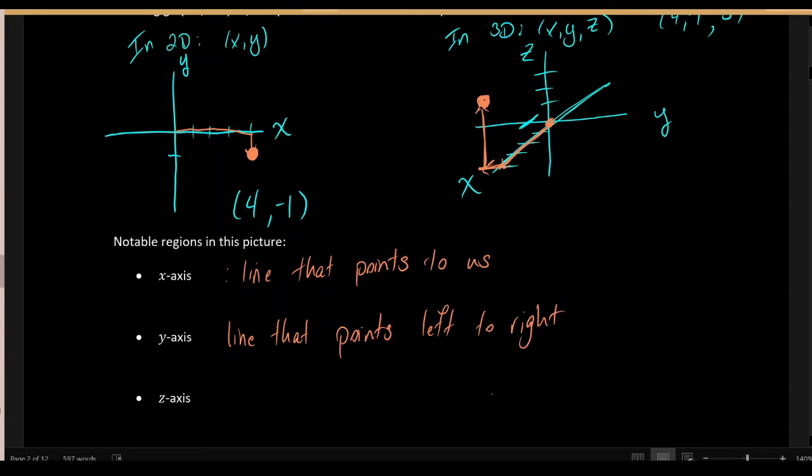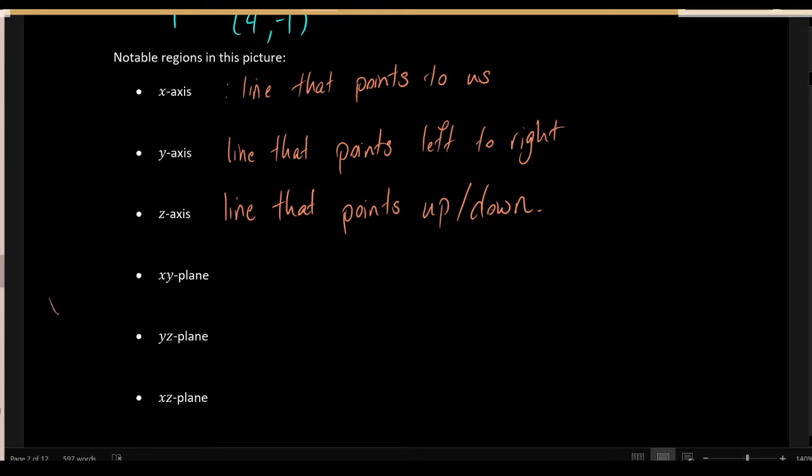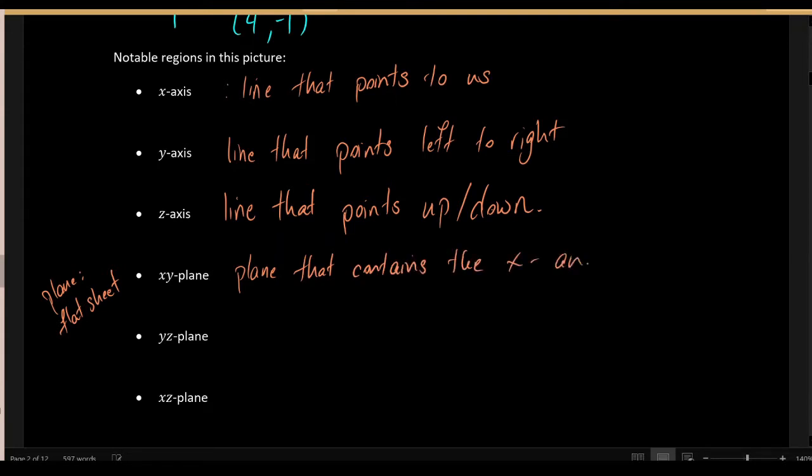And the z-axis is telling you your vertical location, your height. This is the line that points up, down. A plane is basically a flat sheet, sort of like a flat piece of paper. The xy plane is the plane that contains the x and y axes.